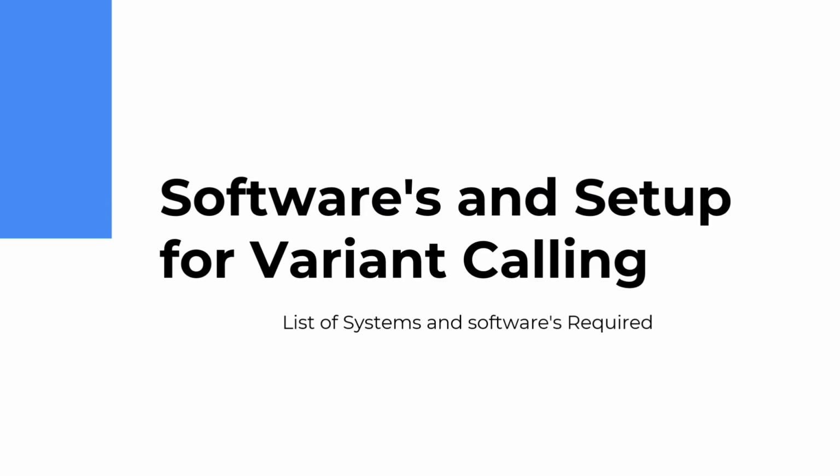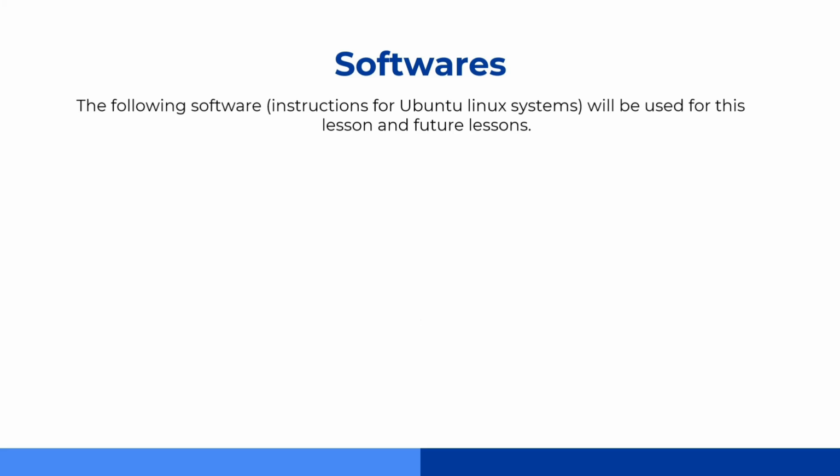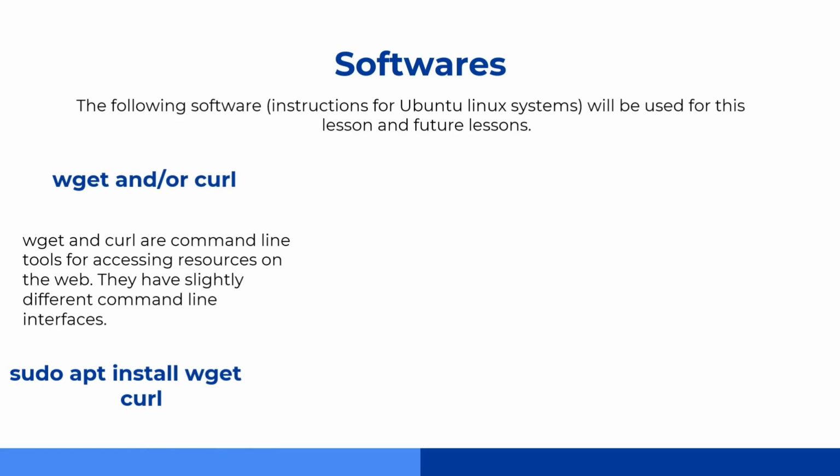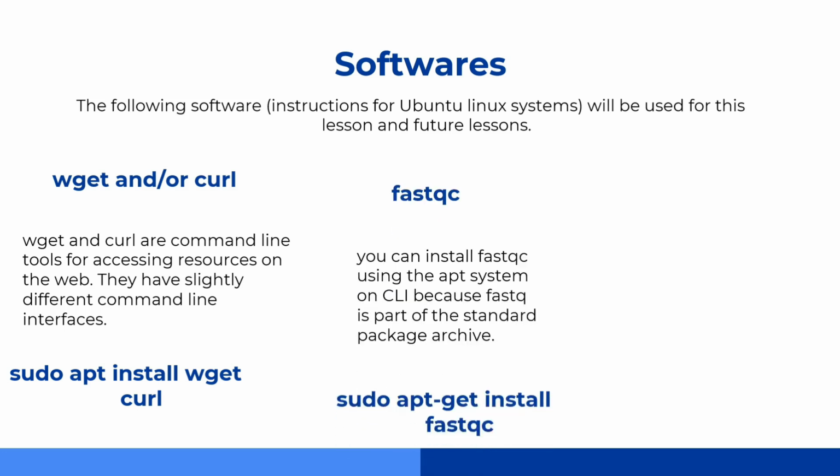So what are the software and setup that we need for the variant calling process? Here is the list of systems and software that are required. The first one is wget or curl, integrated into our terminal. We need wget or the curl command line tool for accessing resources on the internet. They have slightly different command line interfaces. For example, curl is for the bash operating system. By using curl you can do all the web scraping on the iMac, I think, so the Mac operating system as well.